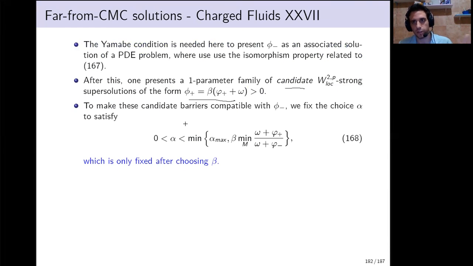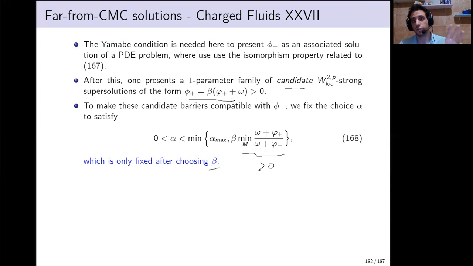And we have to make these two barriers compatible. So one can do that by choosing alpha, and alpha could be as small as we want, to be below this quantity here. And this is positive since we know that both the numerator and denominator are positive functions. They tend to positive constants at infinity, they are continuous, and they attain their minimum values, which are positive in the interior of the manifold. And therefore, we can choose alpha small enough so as to make both barriers compatible. Alpha is going to only be fixed after choosing beta.